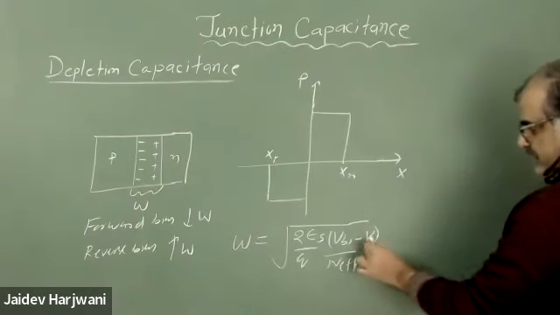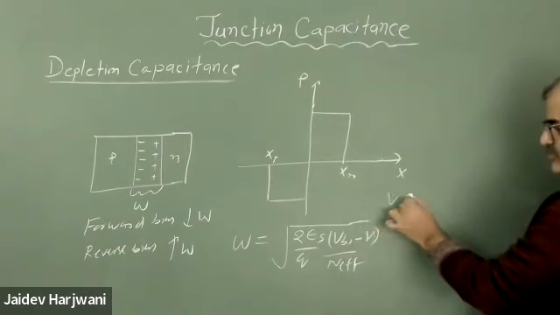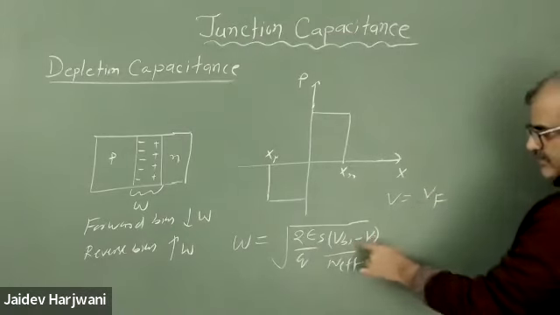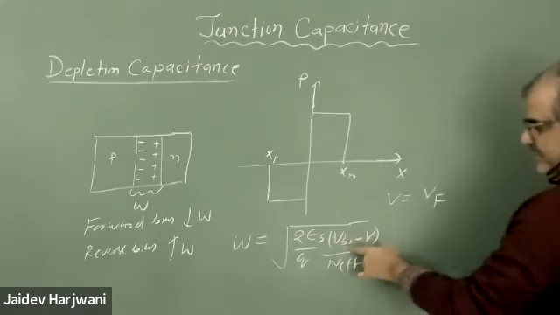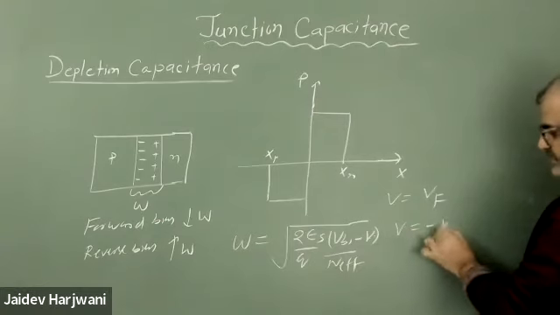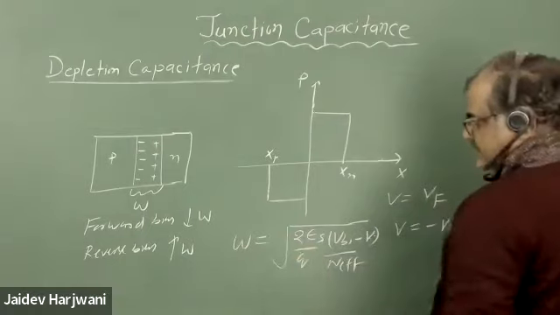Now, in forward bias, your V equals VF, so VBI minus V will decrease compared to VBI. And if you reverse bias, then you have V equals minus VR, so this portion will add here, and your width will increase.